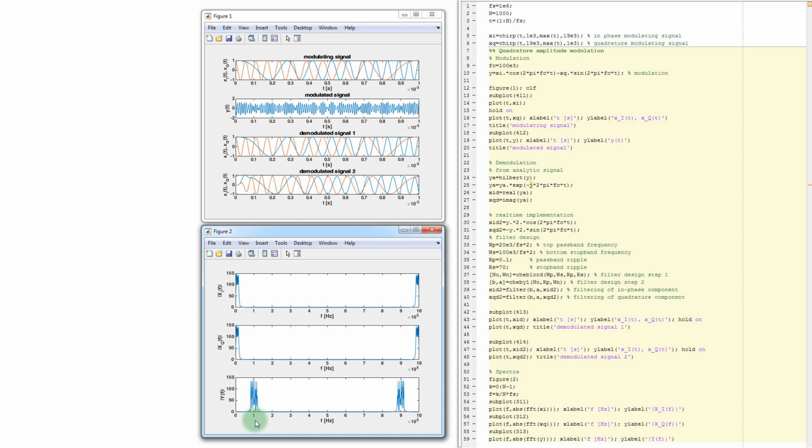Note that in comparison with the spectrum of the amplitude modulation, the quadrature amplitude modulation takes the same bandwidth, but this time in the same bandwidth we are transmitting two signals, the in-phase and the quadrature component. Also, there is no peak in the middle of this frequency band. So if we transmitted this signal, we would not be wasting so much energy. So this is how you can do the quadrature amplitude modulation and demodulation in Matlab.